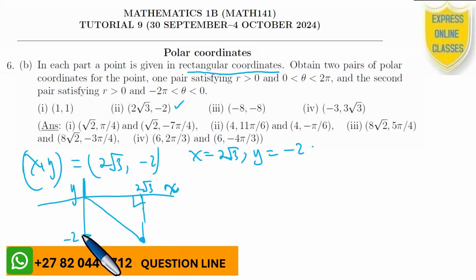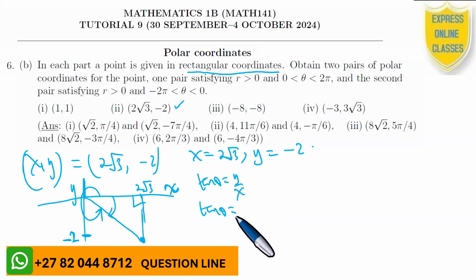Let us check. At this point, you need to find the polar form, but you need to find the positive angle. So you need to find this one. But first, what is this angle there? So we have two angles to get. So if you have the tan of theta is y over x, what is this?